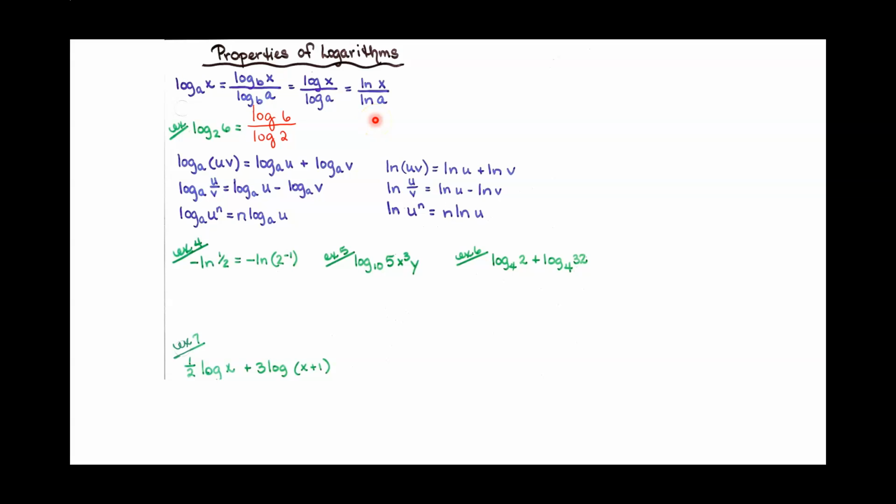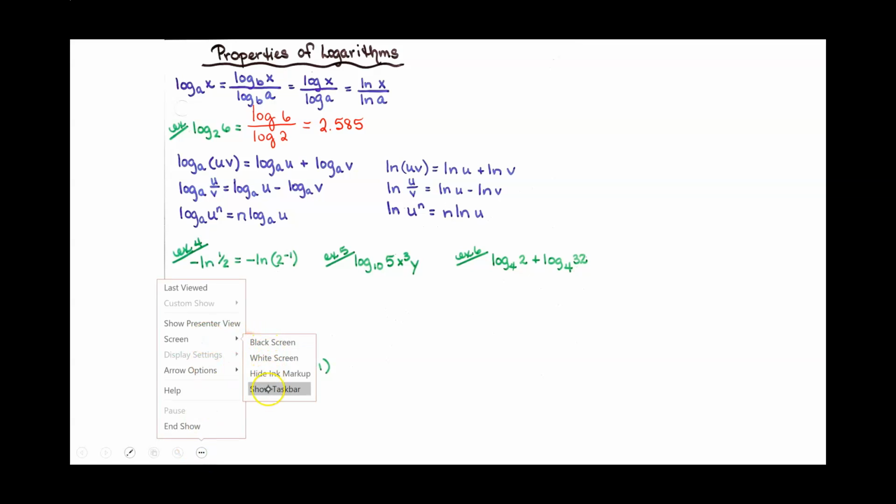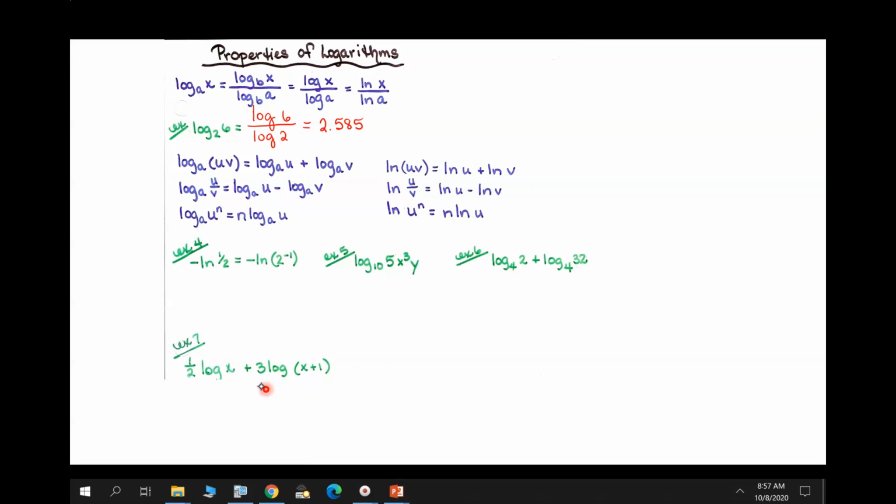So I'm going to rewrite the log base 2 of 6 as the log of 6 over the log of 2. You also could rewrite that as ln 6 over ln 2. And that would give us 2.585 if we throw that into our graphing calculator. So grab your calculator if you would, and let's throw that in a couple of different ways.